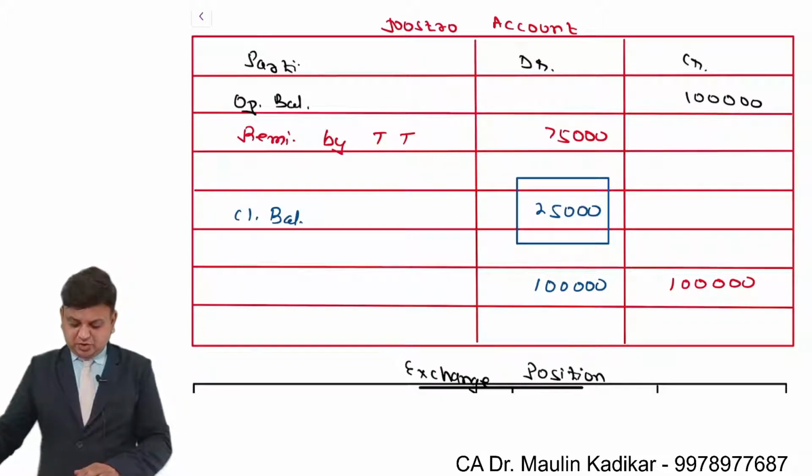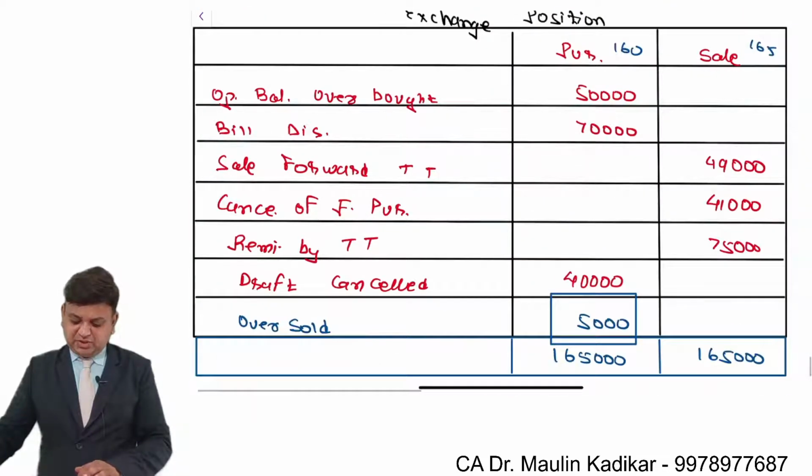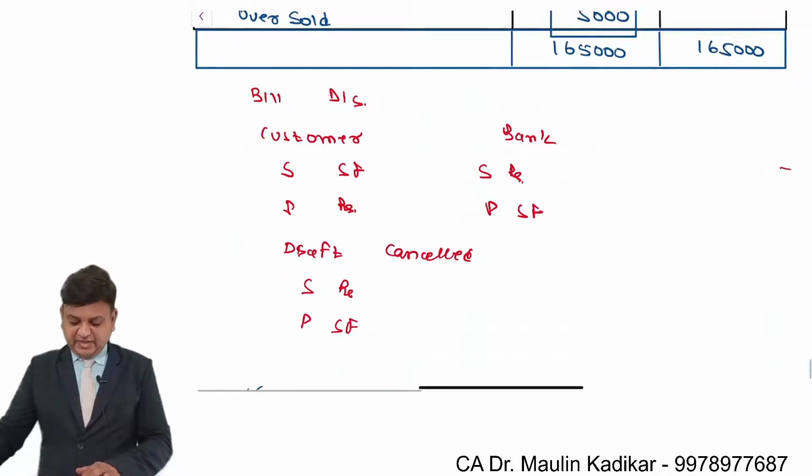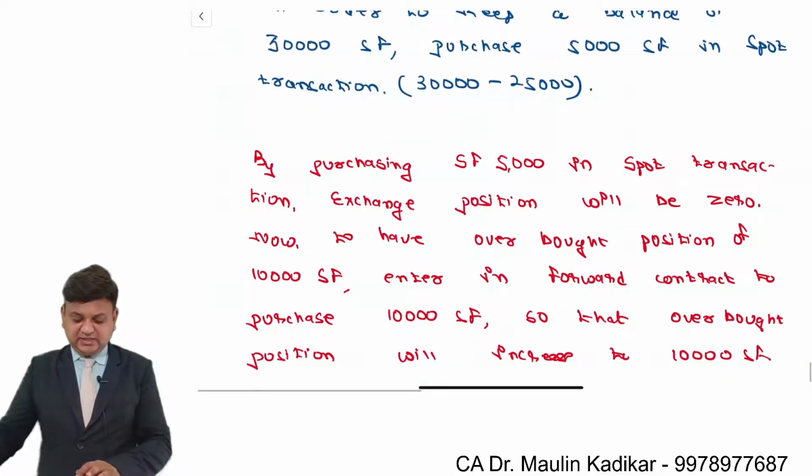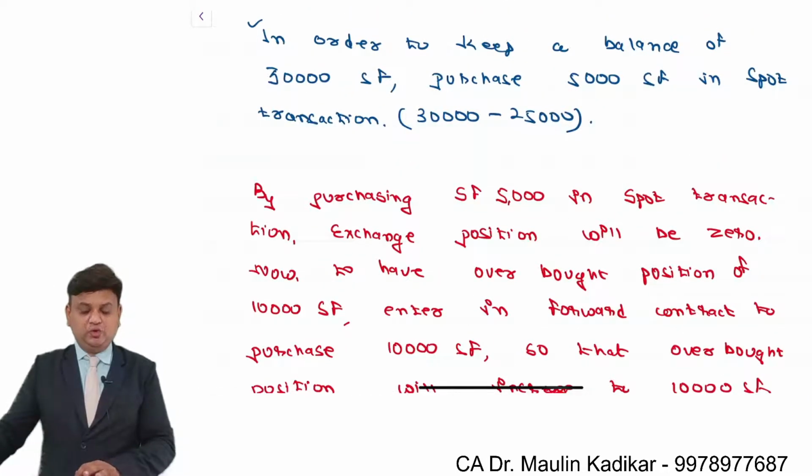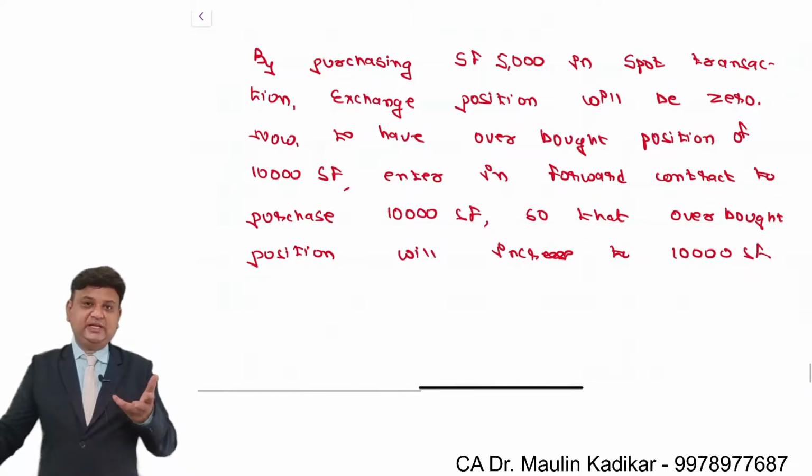So this is the way the Nostro account and exchange position are required to be prepared, and we are required to write a one line answer like this. This is what you should do in order to keep the desired balances.